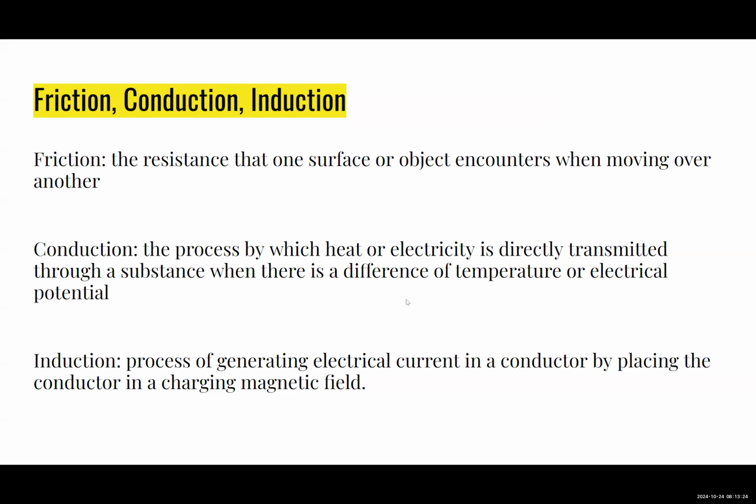So we talked about friction, conduction, and induction. Friction is the resistance that one surface or object encounters when moving over another. We did see this in one of our first labs with the rod and the little towel. Conduction is a process by which heat or electricity is directly transmitted through a substance when there is a difference of temperature or electric potential. Induction is a little bit different than both of them because it's a process of generating electric current in a conductor by placing the conductor in a changing magnetic field.